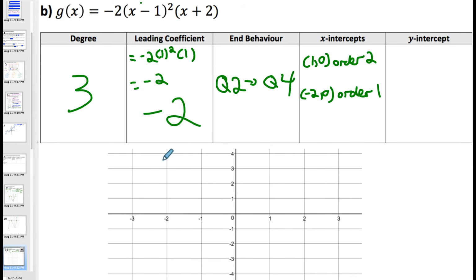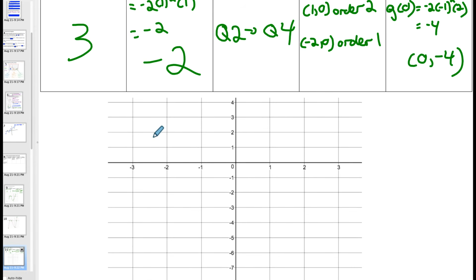The y-intercept, I'd have to plug in 0 for x and solve for y, so I need g at 0. So just plug in 0 for that x and that x. I'd have -2 times -1 squared times 2. So that'd be -2 times 1 times 2, that's -4. So my y-intercept is at 0, -4. So let's plot the x-intercepts and the y-intercept.